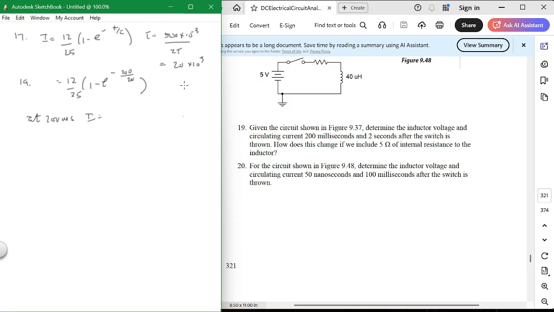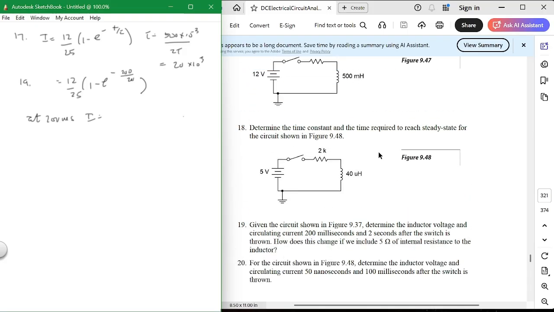I think he wanted to say 20 milliseconds instead of 200 milliseconds. So let's just pretend that he had a typo here and a typo here, and he really wanted it at 20 milliseconds. So at 20 milliseconds, I equals what? 12 over 25, 1 minus e to the minus 1. What would that be?